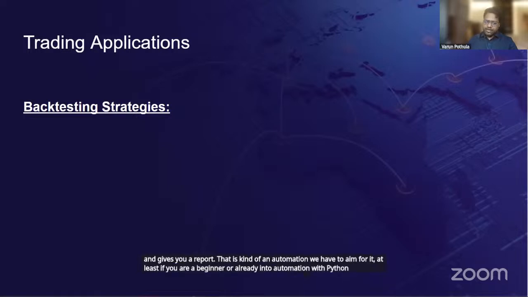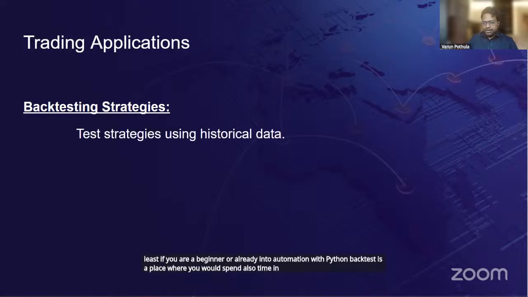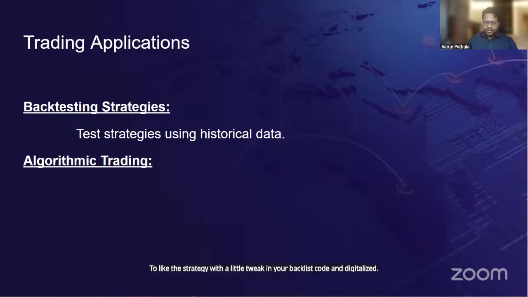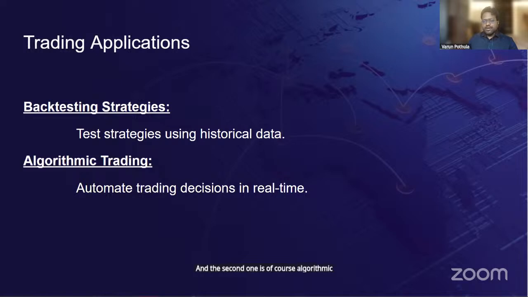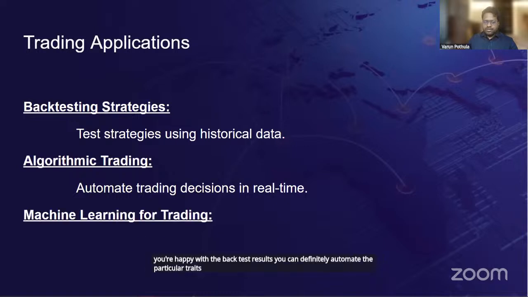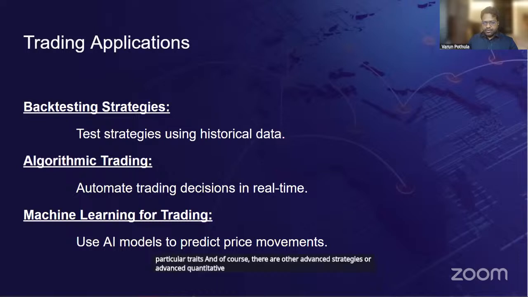Backtest is a place where you would spend lots of time, because even as an analyst or a trader, this is the place where you would spend most of the time for your analysis. If you like the strategy, with a little tweak in your backtest code, you can take it live. And the second one is, of course, algorithmic trading. Once you're happy with the backtest results, you can definitely automate the particular trades. And of course, there are other advanced quantitative techniques like machine learning you could use.